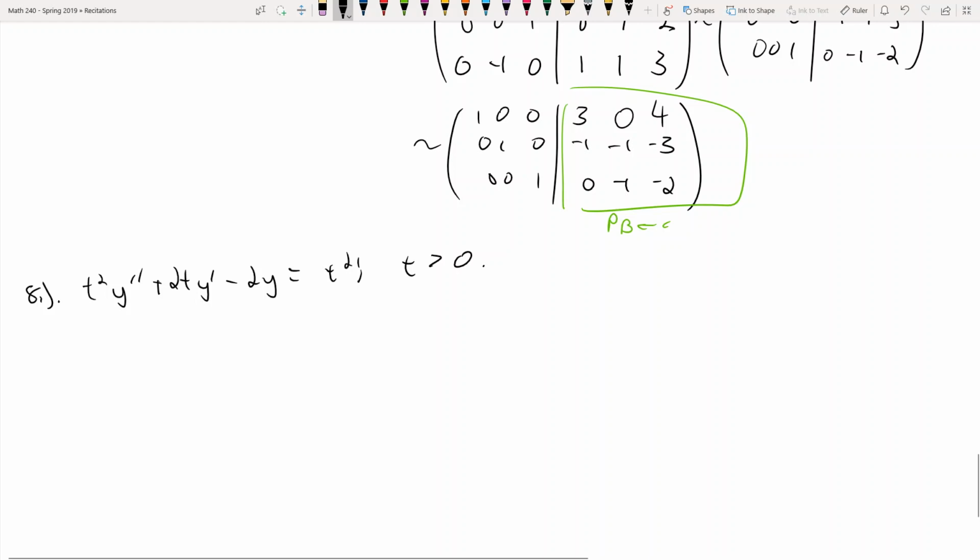So, let's see. Okay, so this is a Cauchy-Euler inhomogeneous equation. What you want to do first is solve the homogeneous, like usual. So the homogeneous is t squared y double prime plus 2t y prime minus 2y is equal to 0. Then if you plug in y is equal to t to the r into here and you take your derivatives, you'll get r times r minus 1 plus 2r minus 2 is equal to 0.